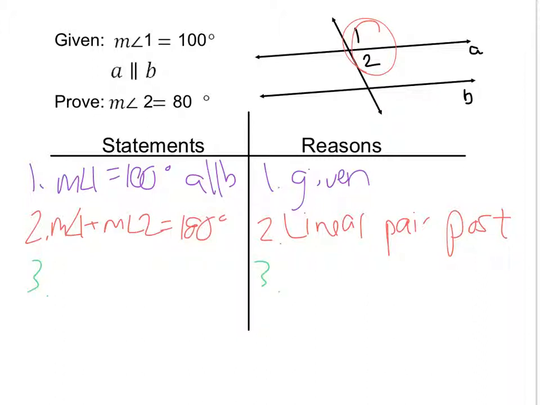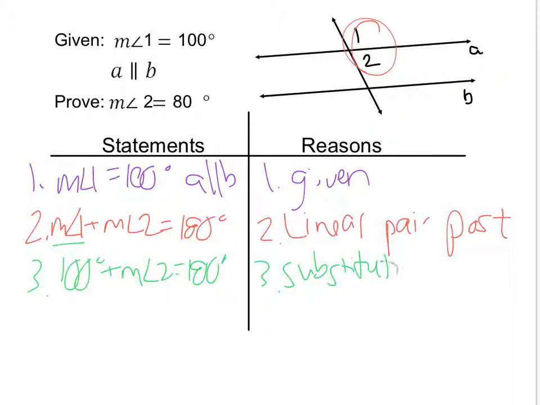Third step, substitution. So we replace m angle 1 with 100 degrees. And our last step, once again, will be subtraction.